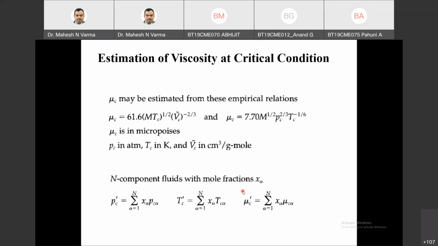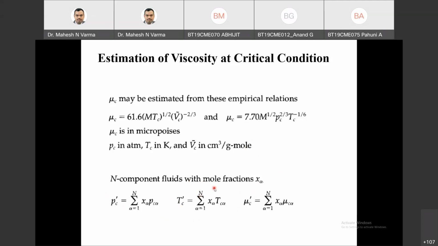And this is not universally true. This is applicable when you are using these only for estimation of viscosity, because you can see that an algebraic sum is used here.